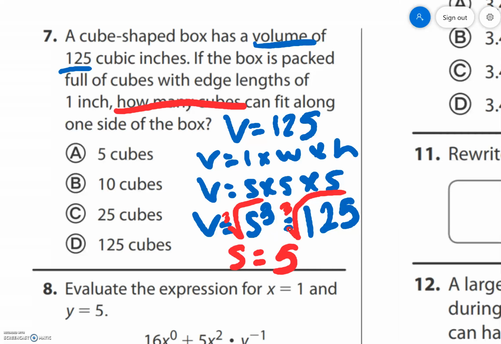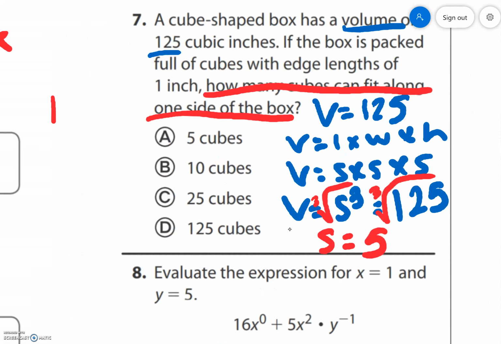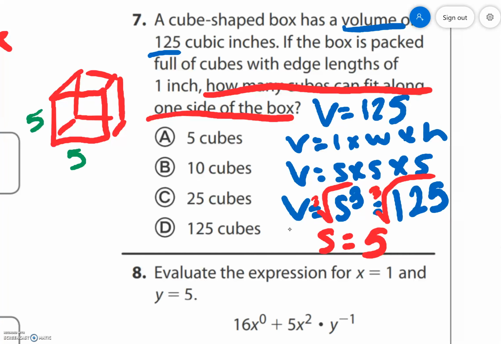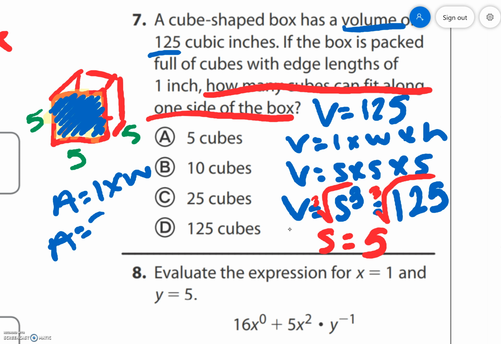It says how many cubes fit along one side of the box. If you picture a box, let's see if I can draw one here. We just found out that all the edges are 5. This is 5, this is 5, this is 5. We want to figure out how many cubes can fit along one side of that box. One side of it. So that's actually the area of a face. So area equals length times width, which is 5 times 5.